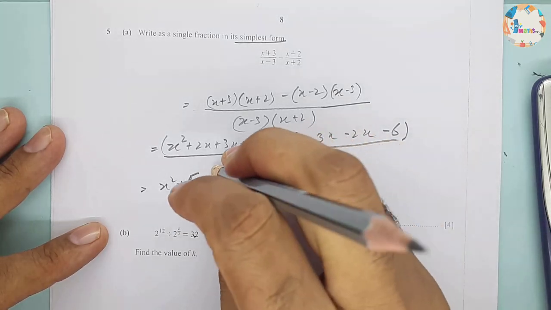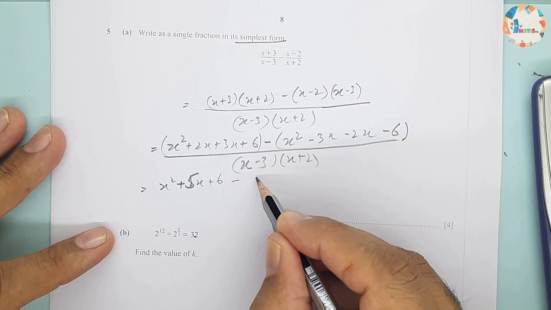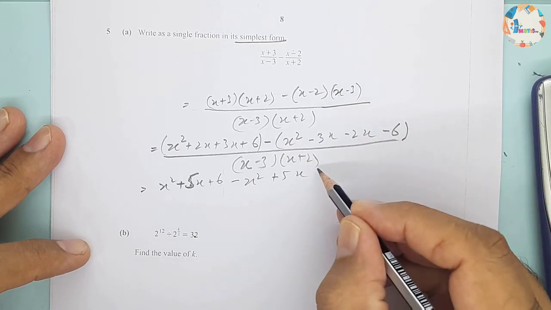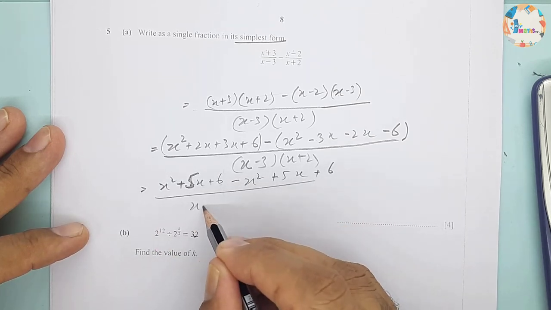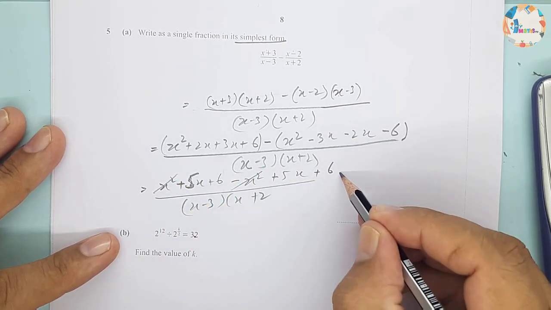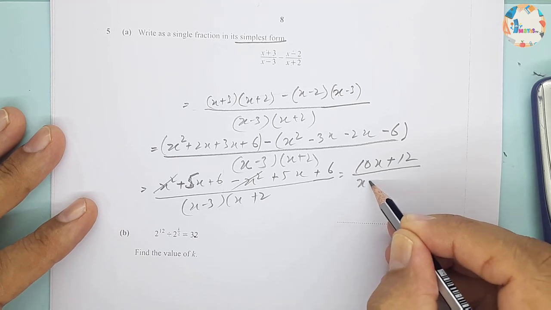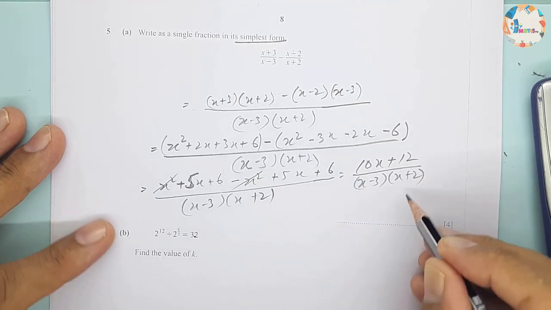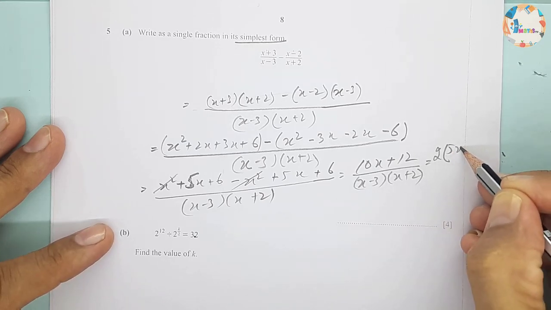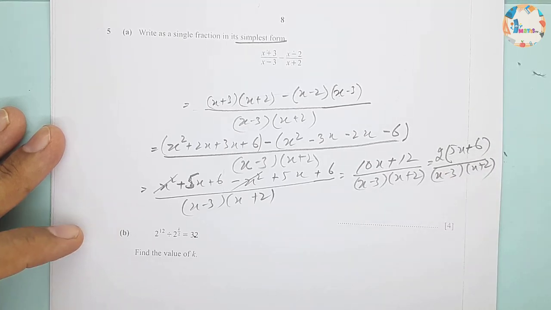So I will write here 5x and plus 6, and this one with this will be minus x squared, and this will be minus 5x... so plus 5x, and this will be plus 6. Now divided by x minus 3 and x plus 2. So this x squared will be cancelled and this will be equal to 10x plus 12, and over this will be x minus 3 and x plus 2. And from this one we can take 2 common, so inside will be 5x plus 6 over x minus 3 and x plus 2. This will be our answer.